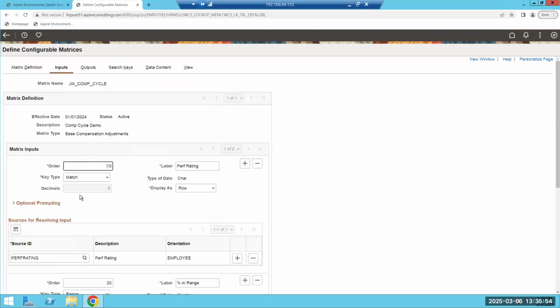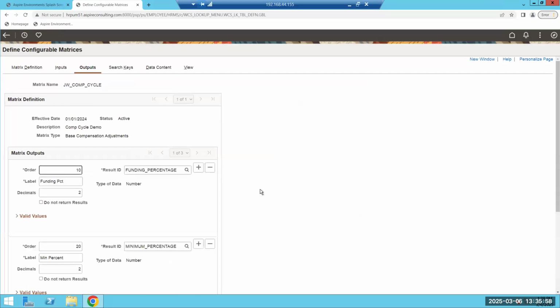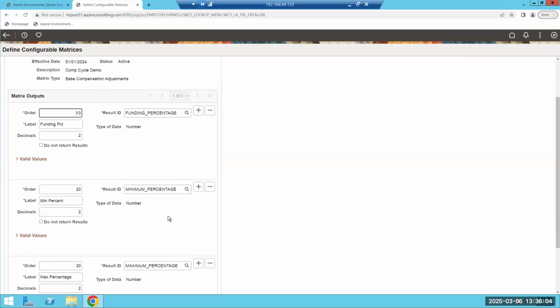You have various inputs you can define, but your outputs always have to be the same and in the same order for the comp cycle. What's my funding percent? What's my minimum percentage? And what's my maximum percentage? So funding percent is the amount that the person will potentially get.